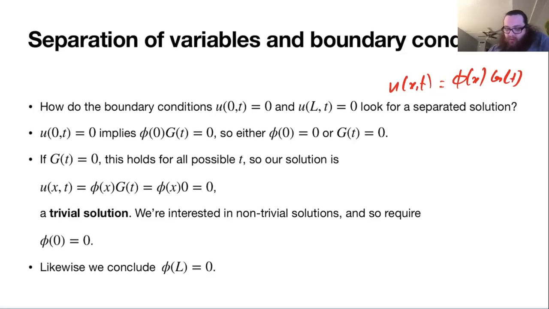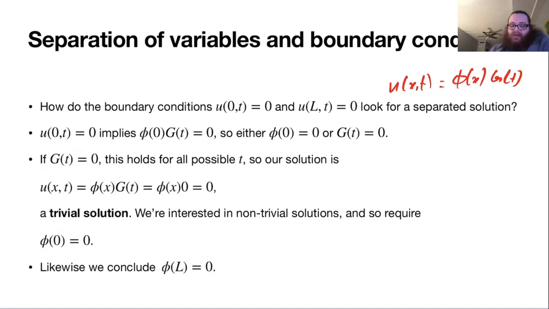So we're going to say, well, if g of t was 0, we get a trivial solution. We don't want that. So we're going to say g of t cannot be 0, at least coming from this condition. Okay. So the only other possibility from here is that, well, phi of 0 is equal to 0.